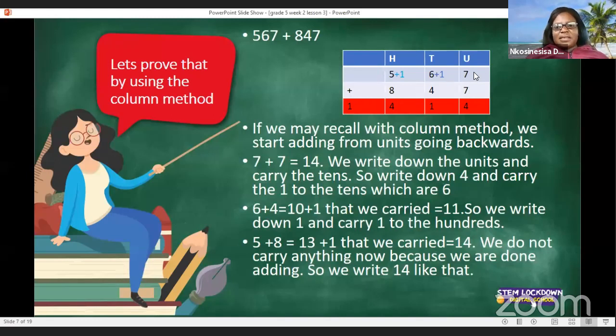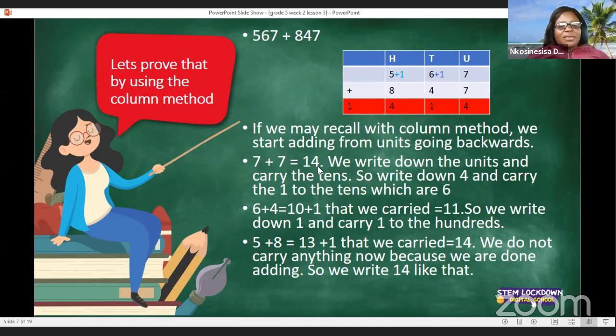So it's 7 plus 7. So units with units, tens with tens, and hundreds with hundreds. That is the column method now. So 7 plus 7, the answer is 14. So this is 14. So we always write down the units and we carry.